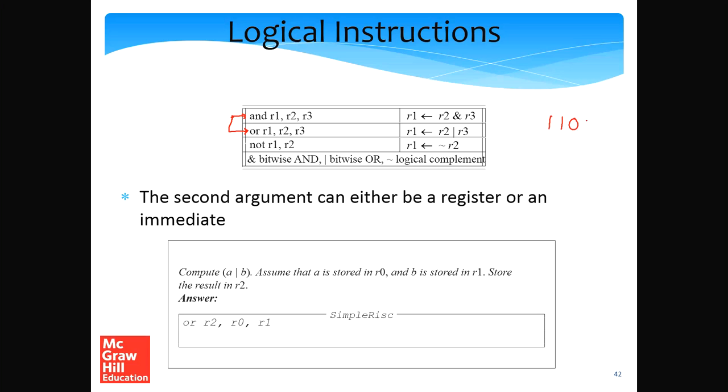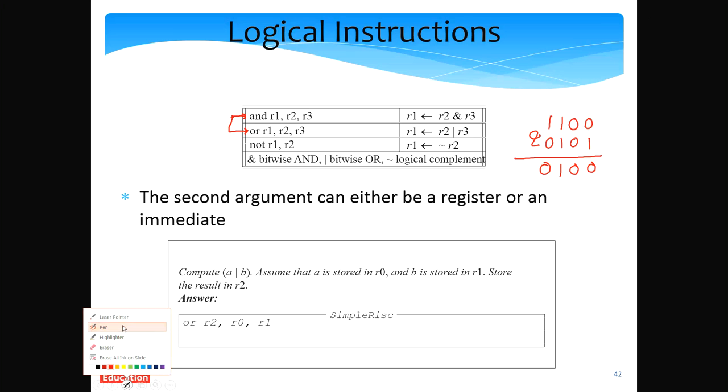So let's say 1 1 0 0, bitwise ANDed with 0 1 0 1. So 1 and 0 is 0, 0 and 0 is 0, 1 and 1 is 1, 0 and 1 is 0. Similarly, we have bitwise OR, which can do R2 or R3, and so we have a bitwise OR over here, which is exactly the same, but we replace the AND sign by an OR sign.